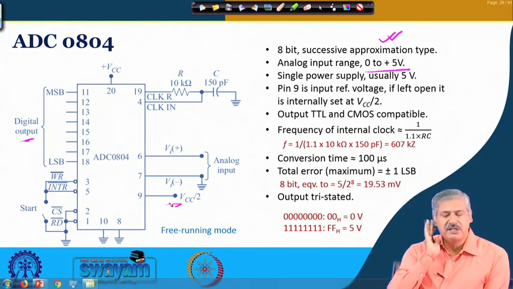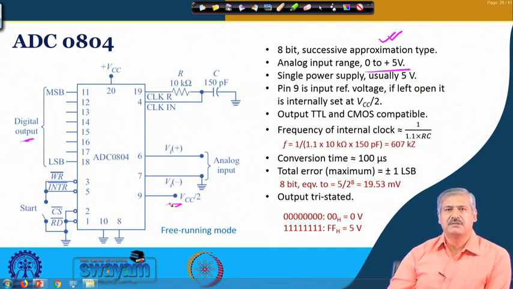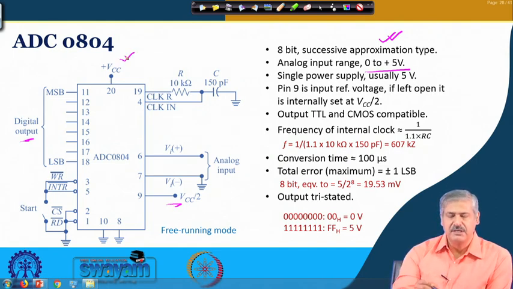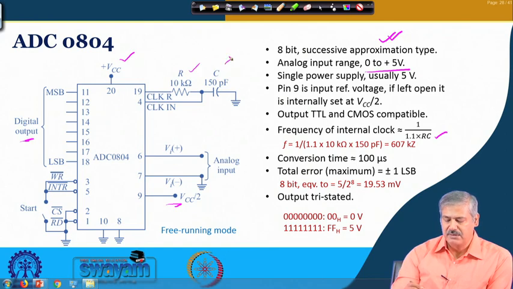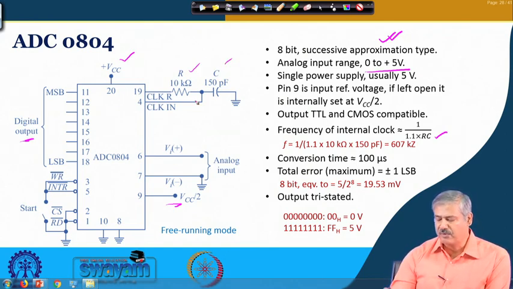This is the input reference voltage. On its own, internally it is set as VCC by 2. This is your VCC. If you want to set it to a different value, we shall see how it can be set. Output is TTL and CMOS compatible. The frequency of the internal clock is given by this formula, and if you put R and C as 10 kilo ohm and 150 picofarad, which are some standard values, the frequency is 607 kilohertz. Conversion time is roughly 100 microseconds, and the total error maximum that we have just discussed is plus minus 1 LSB.